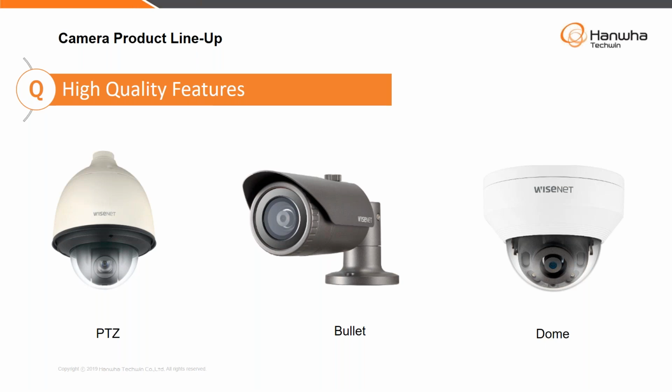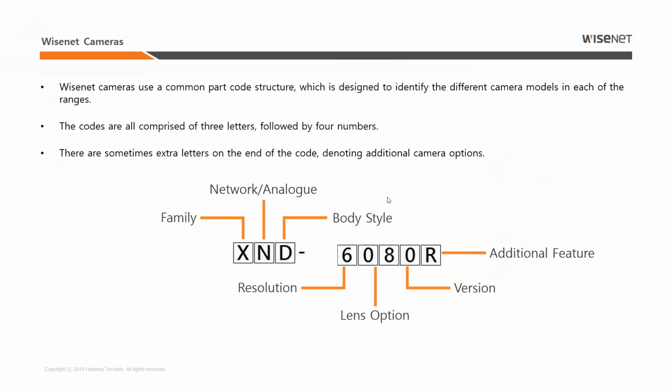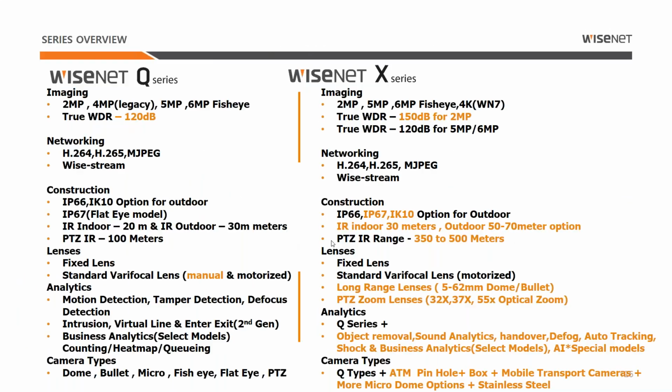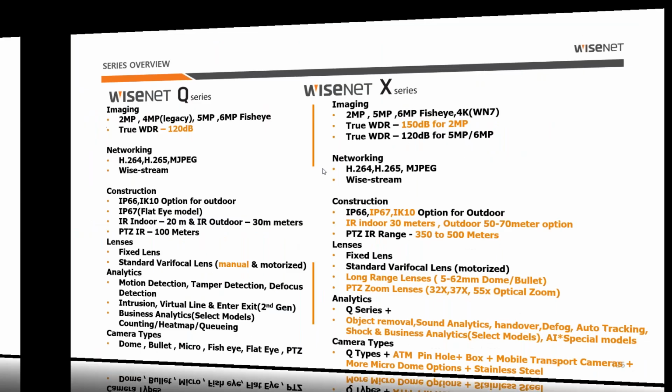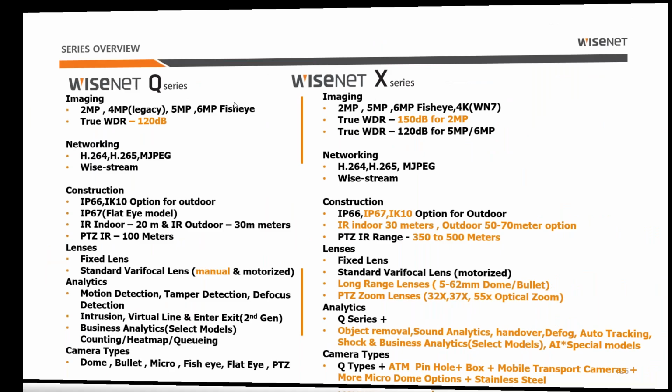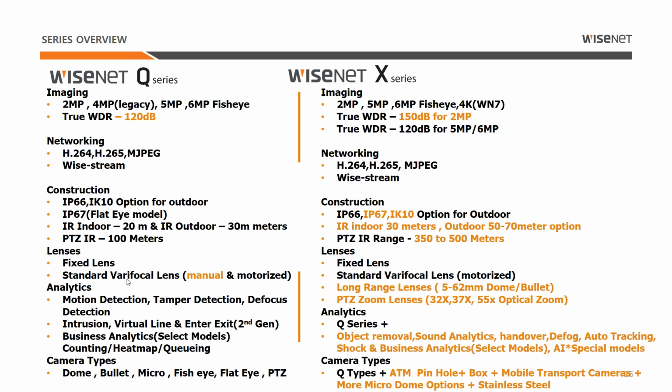If you need a standard lens, you go with Q series. But if you need a long range lens, you go with X series. Or if you need just a standard lens, 30-meter IR, you go with Q series. But if you need the standard lens, but 50-meter IR, 70-meter IR range in the camera, you go with X series. Or you need just a standard lens, 30-meter IR, it's okay.